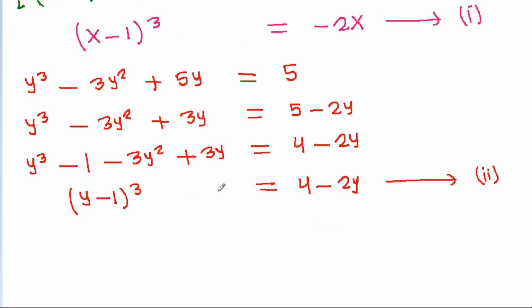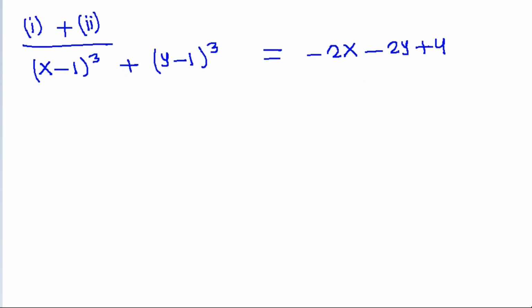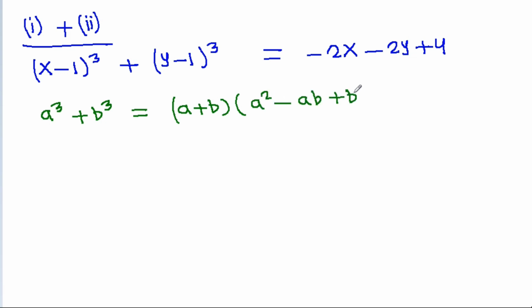and if we add equation 1 and equation 2, then we will get x minus 1 whole cube plus y minus 1 whole cube is equal to minus 2x and minus 2y plus 4, and we know that a cube plus b cube is equal to a plus b times a square minus ab plus b square.